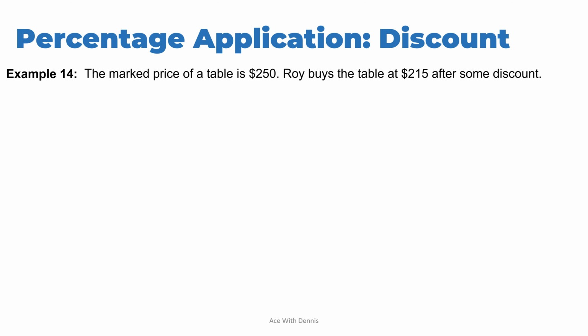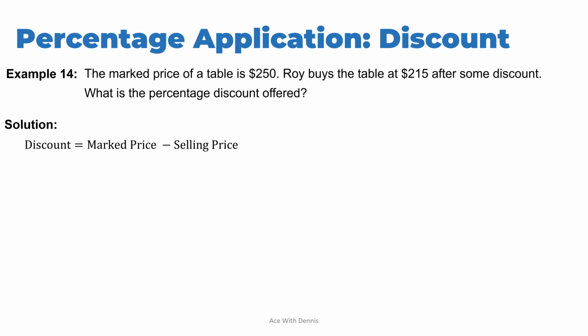Example 14. The mark price of a table is $250. Roy buys the table at $215 after some discount. What is the percentage discount offered? So here's the solution. Again, there are two methods to solve this question. One is the longer method, another one is the shorter method. So method one, the longer method: discount is mark price minus selling price, which is 250 minus 215, and the discount is $35.